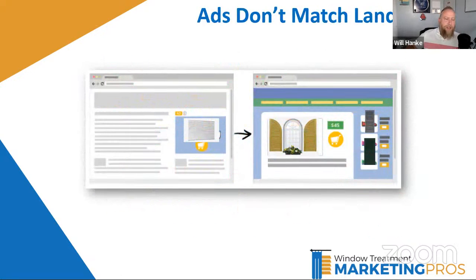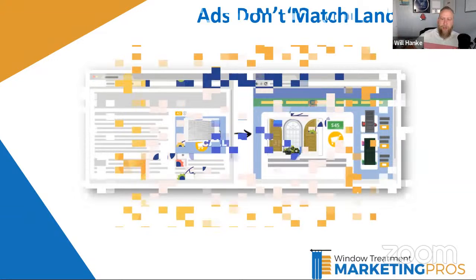The ads don't match the landing page. This is my really, really good Photoshop skills here of a blind going to a page about shutters. Isn't that fancy? That's as good as it gets when it comes to me in Photoshop. But the idea here is the ad that they clicked on doesn't match what happened when they landed. That ad really needs to match.